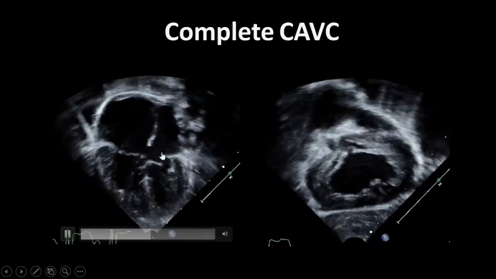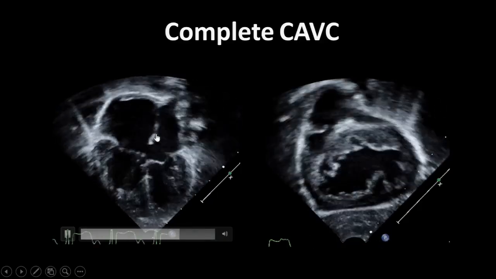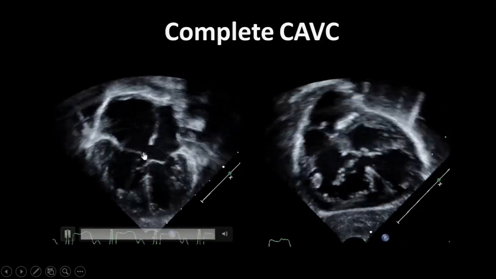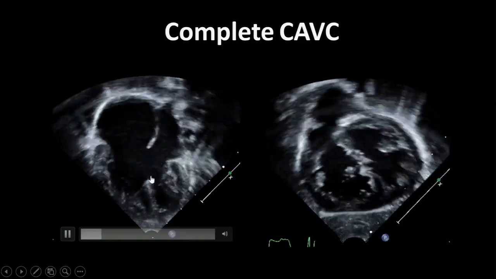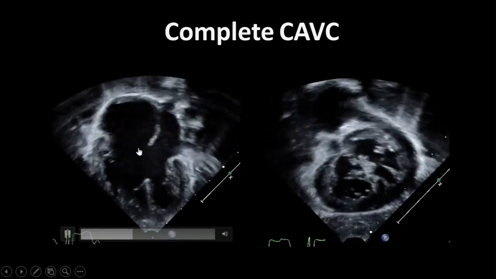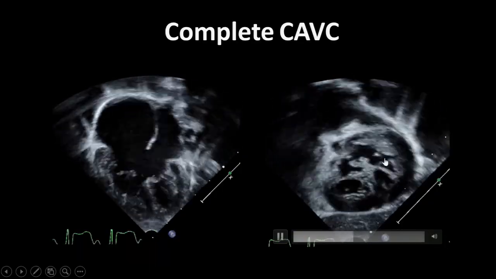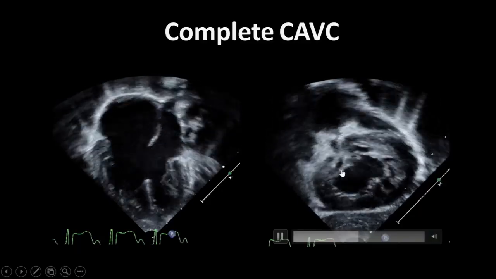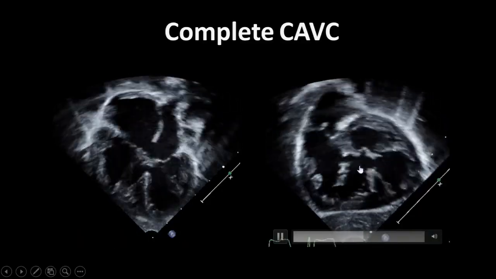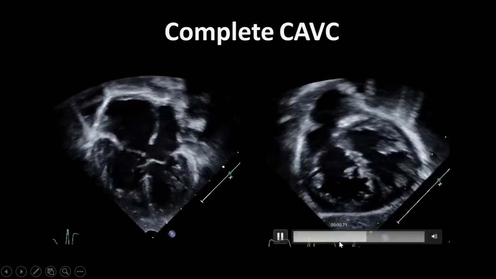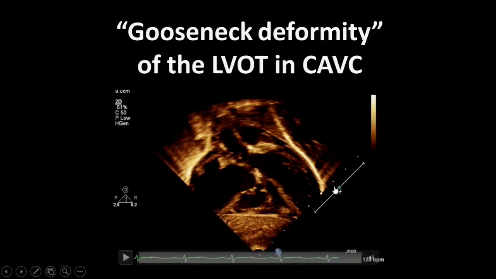Example of a complete common atrioventricular canal. See the primum ASD, the AV canal type VSD over here, and the common AV valve. And then in the cross section here, you see that it's a common AV valve. It opens up and it's got some attachments to the septum as well. And associated with this is this gooseneck deformity. Over here, the left ventricular outflow tract is elongated, and this is kind of a common morphologic feature of a complete AV canal.